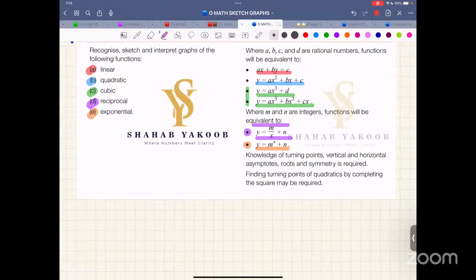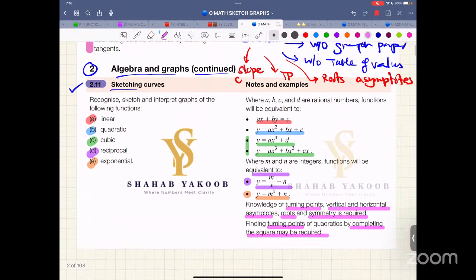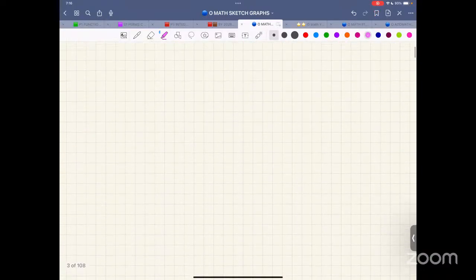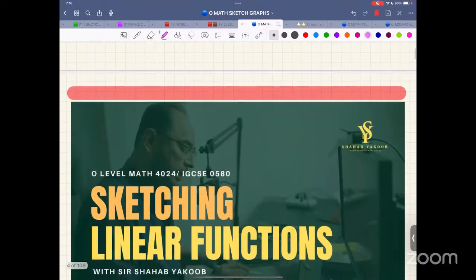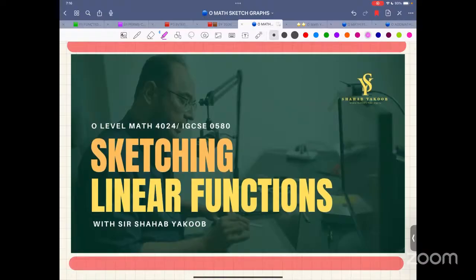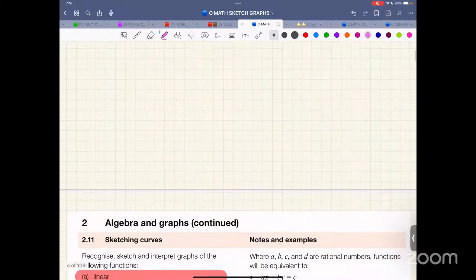We are interested in knowledge of turning points, vertical and horizontal asymptotes, roots, and symmetry is required. Finding turning points of quadratics by completing the square method may be required. Now, maybe means yes, it is required. So now let's get started with the basic idea. The very first thing, that is sketching the linear function.